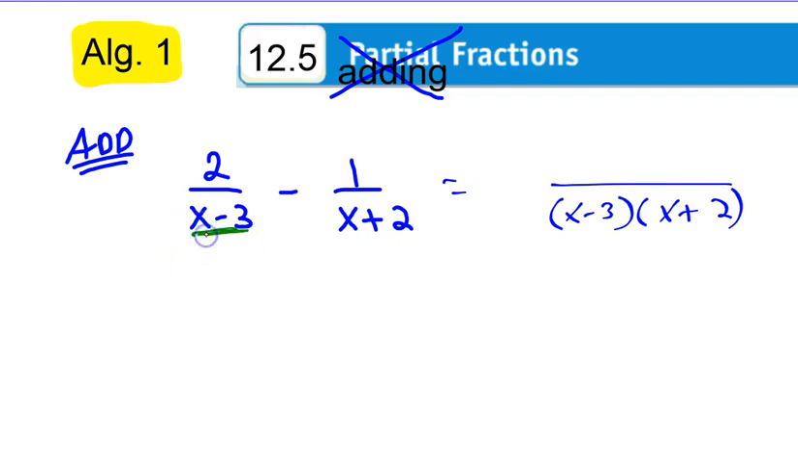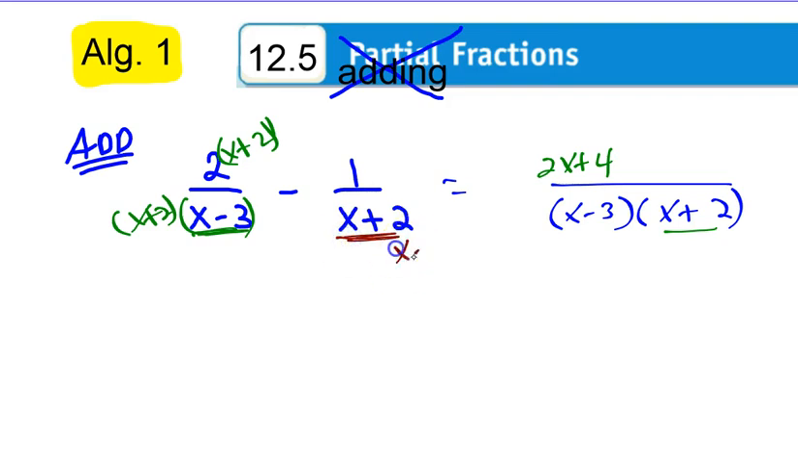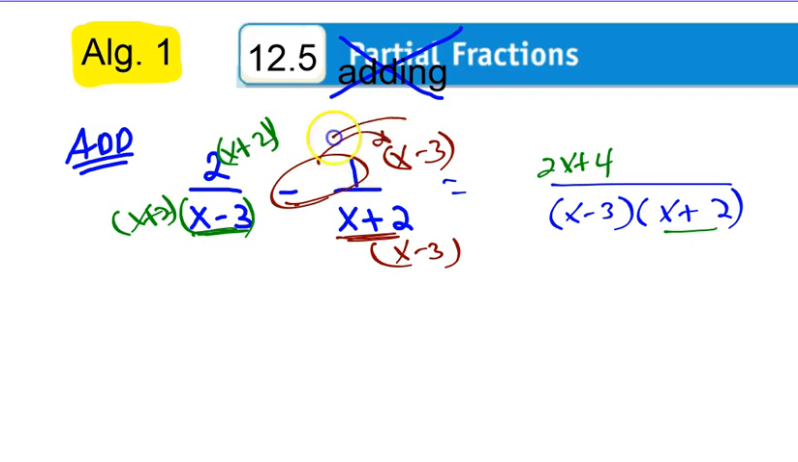So this denominator is missing the x plus 2. If I multiply the bottom by x plus 2 and the top by x plus 2, I can bring over a 2x plus 4. This denominator is missing the x minus 3, and I would actually call this a negative 1 that you distribute, so negative x plus 3. Combining like terms, 2x take away x gives me x plus 7.